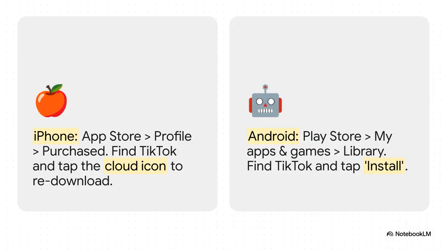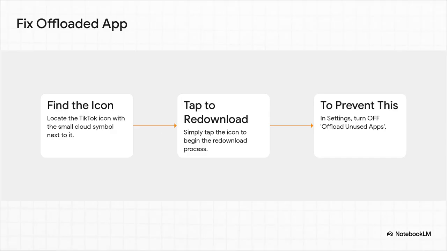Now for the most common case. You just deleted the app from your screen. Here's a pro tip. Don't just search the store for it. Instead, go right to your download history. On an iPhone, you open the App Store, tap your profile pic, and go to Purchased. On Android, open the Play Store, hit the menu, and go to My Apps and Games, then look in your library. Since you've downloaded it before, it'll be waiting right there for an easy reinstall. No searching needed.